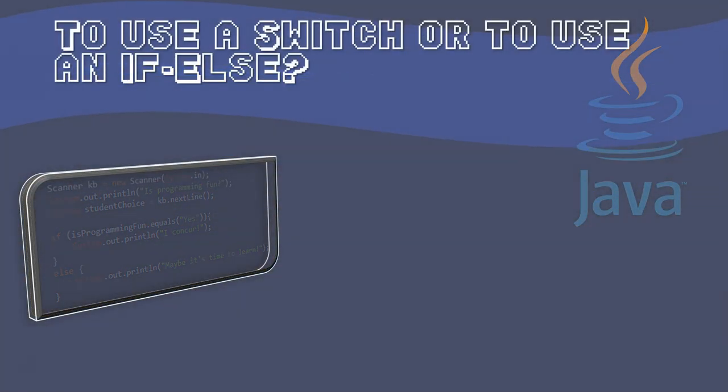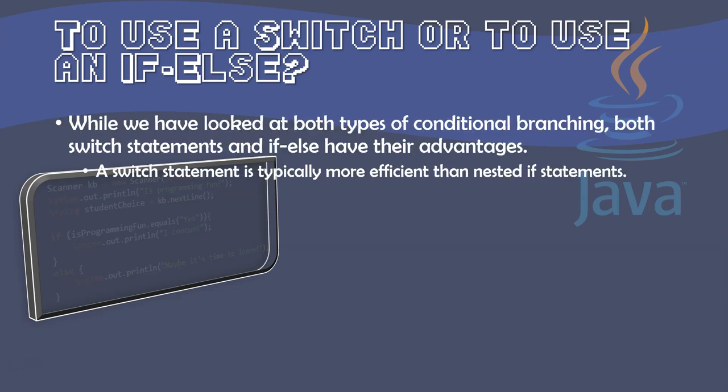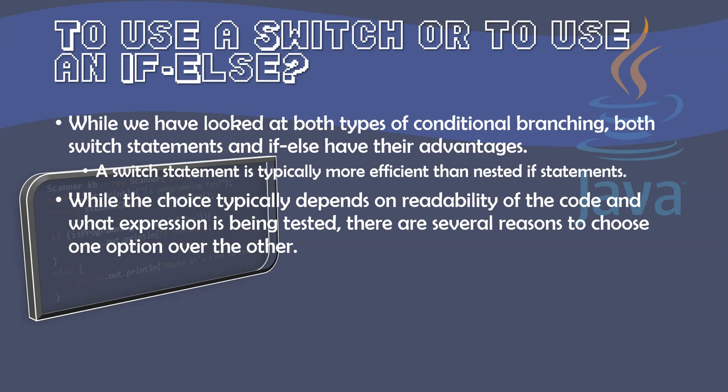So the question we have to ask is, do we want to use a switch statement or do we want to use an if-else statement? Well, we have looked at both types of these branches, and both of them have advantages over another. A switch statement is typically more efficient than, let's say, a nested if statement. So if you're looking for efficiency, a switch statement is always going to be better because of how it builds it up for the compiler. Now, while the choice typically depends on readability of code and what expression is being tested, there are several reasons to choose one option over the other.